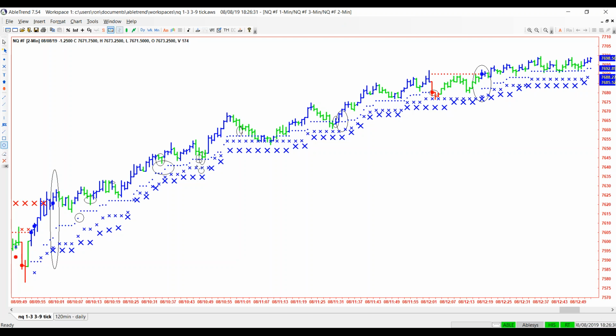The small X is the 2 minute. The bigger X is the 3 minute. I simply want to have a blue bar, a blue dot, and a blue X. That's it. 1 minute, 2-minute, 3-minute chart. This is triple confirmation. We have 3 time frames in 2 different AbleTrend algorithms, all combined into one chart. That is why it's so accurate.